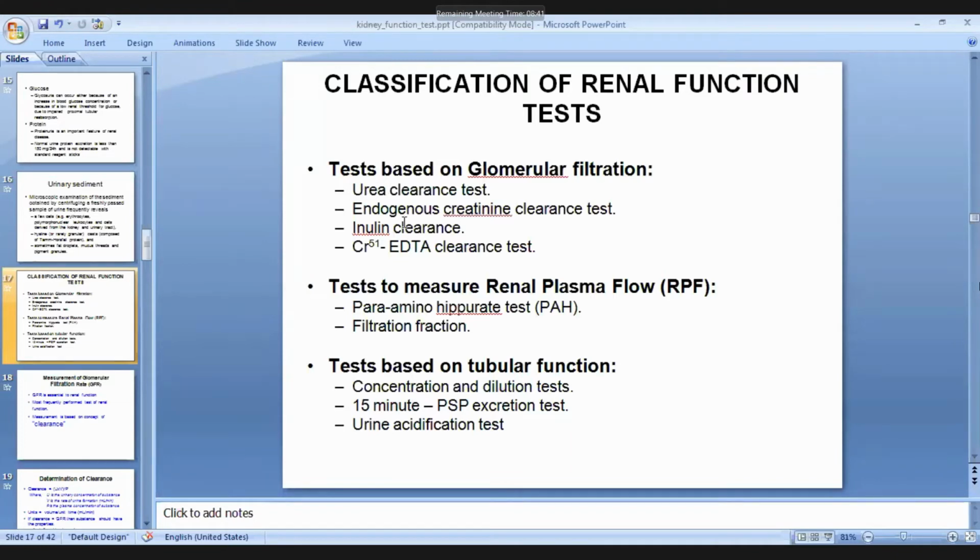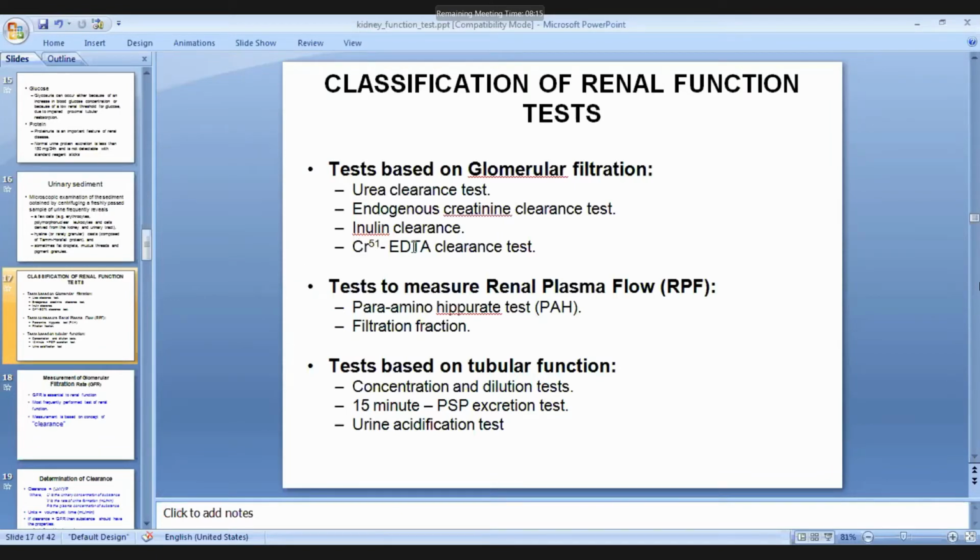So there is the urea clearance test, the endogenous creatinine clearance test, the inulin test, and the chromium 51 EDTA clearance test. So different clearance tests are for glomerular filtration. Clearance tests are of two types: endogenous and exogenous. Endogenous are the urea and creatinine tests; exogenous are the inulin and chromium 51 EDTA tests.